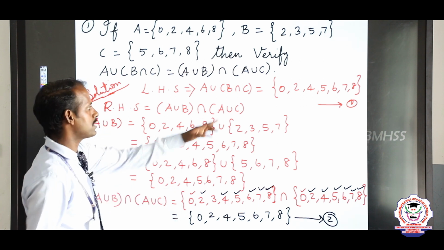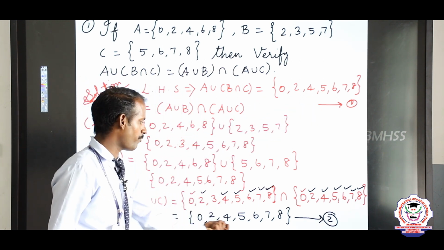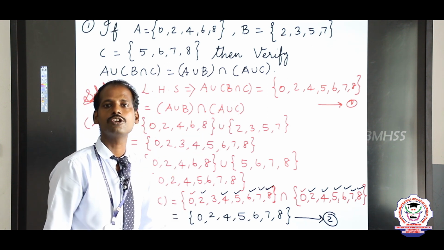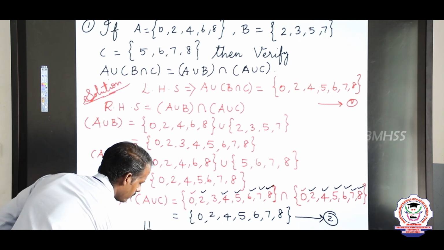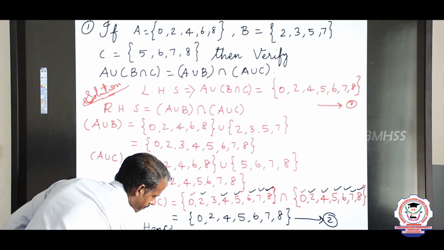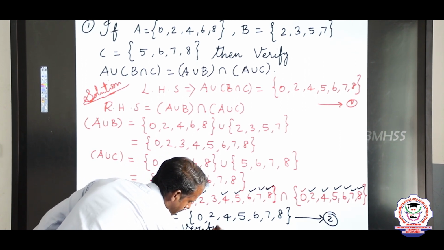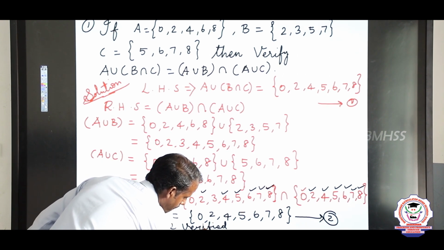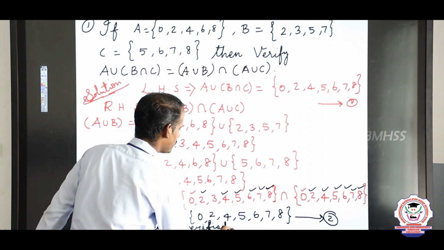So equations 1 and 2 combine. Here 0, 2, 4, 5, 6, 7, 8 and 0, 2, 4, 5, 6, 7, 8. Therefore, equations 1 and 2 combine: LHS equals RHS. Hence verified. Thank you students.